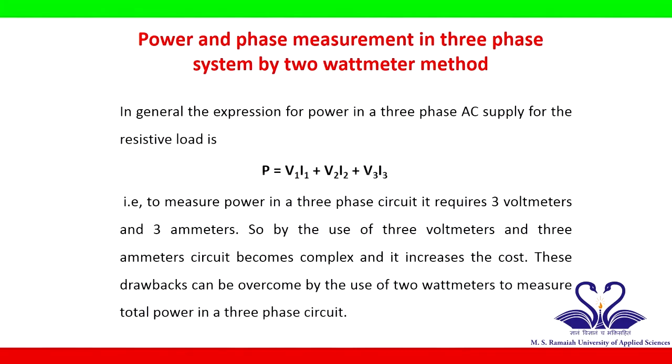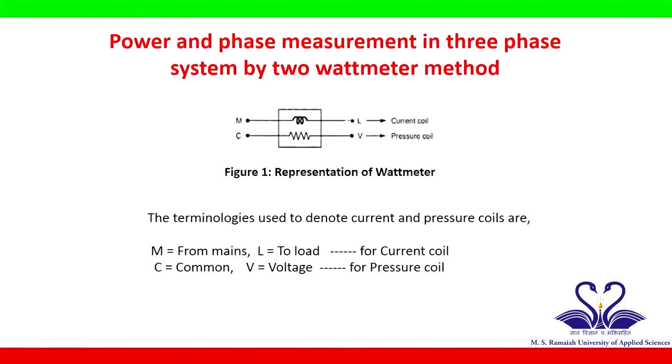That is, to measure power in a 3-phase circuit, it requires 3 voltmeters and 3 ammeters. By the use of 3 voltmeters and 3 ammeters, the circuit becomes complex and it increases the cost. These drawbacks can be overcome by the use of 2 wattmeters to measure total power in a 3-phase circuit. Representation of wattmeter: the terminologies used to denote current and pressure coils are M is main, L is load for the current coil, C is common, V is voltage for the pressure coil.